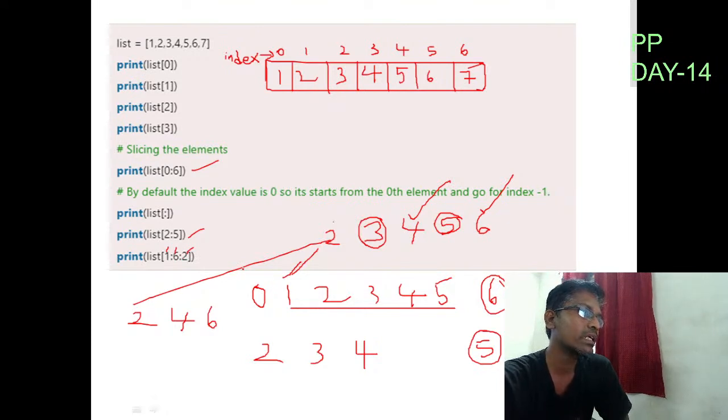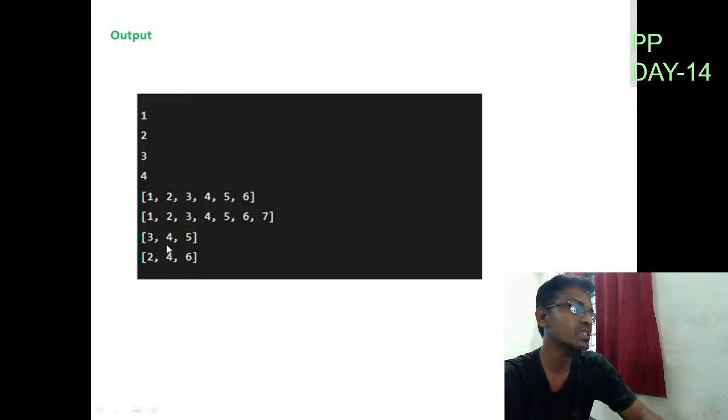So that's why in this example it will leave the one value and take the next value. That's why I got the output 2, 4, 6 only. So this is the example, this is the above program, and this is the output. I got the last line 2, 4, 6 only.